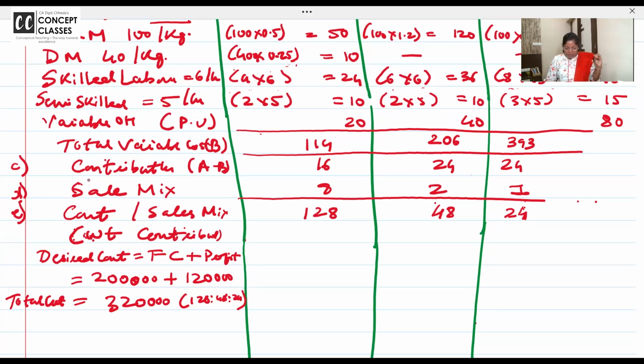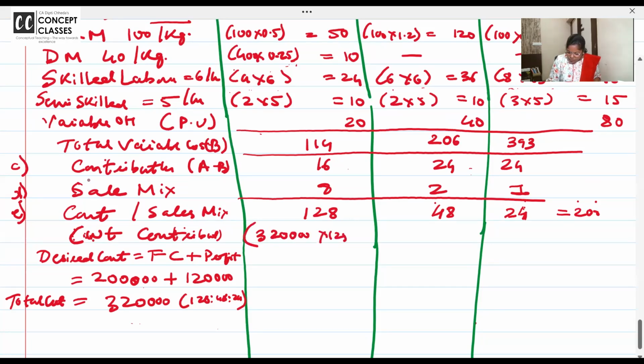Your profit you want to earn is 120 and your fixed cost is 2 lakh. So you should get 320 contribution, and according to that, what should be your sales? So this 320 contribution, don't take it in the ratio of 16 is to 24 is to 24. Wrong, because there's a sales mix. So 128 plus 48 plus 24. That's 200. So can I do like this?